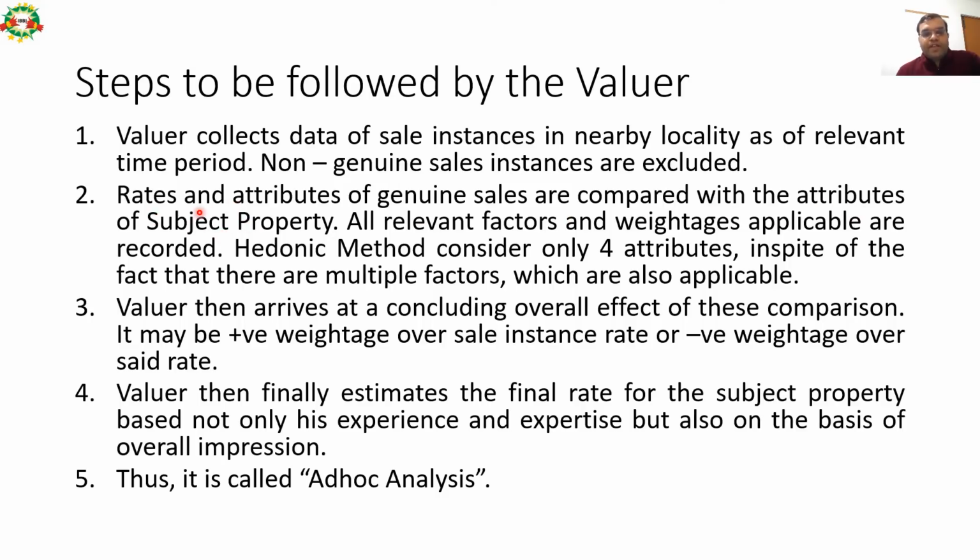Then we compare rates and attributes, 4 attributes. Here we discuss only 4 attributes. All relevant factors and weightages applicable are recorded. The Hedonic model considers only 4 attributes, in spite of the fact that there are multiple factors which are also applicable. So please note that in method number 1 we had considered a number of factors and attributes, but here in the Hedonic model we consider only 4.